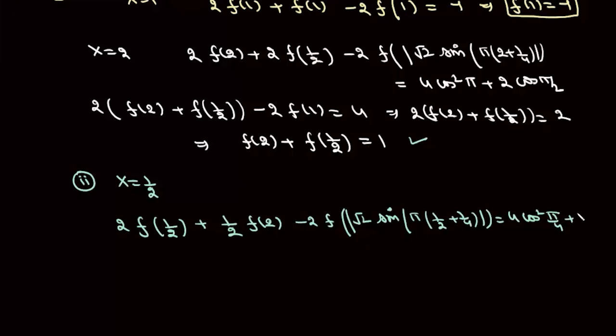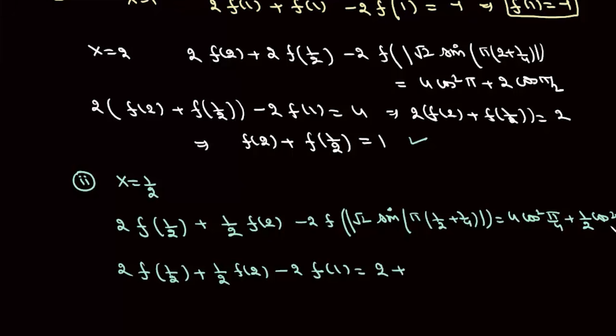plus 1 by 2 cos 2 pi. Now this is 2f(1 by 2) plus 1 by 2 f(2) minus 2f, now this is sine (90 plus theta). There'll be cos pi by 4, which is 1 by root 2. So this again will be f1. Now cos pi by 4 is 1 by root 2, so it'll be this 2. And then plus cos 2 pi is 1. It'll be this 1 by 2.